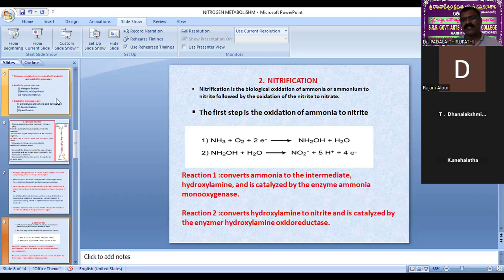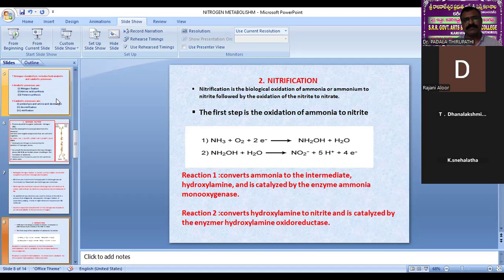So the first fertilizer, or first chemical, produced in the laboratory is urea. Okay, so that is the process of chemical nitrogen fixation. So these 3 methods are involved in nitrogen fixation. So that is the first step of nitrogen metabolism. Am I clear? Then the second step is nitrification.